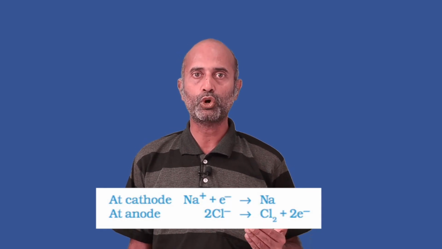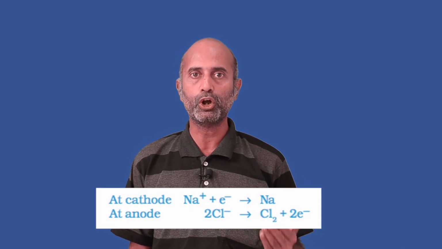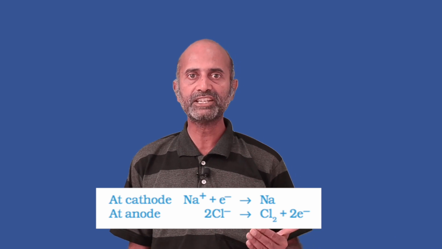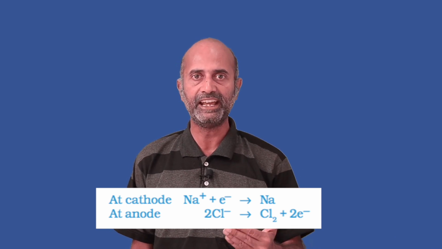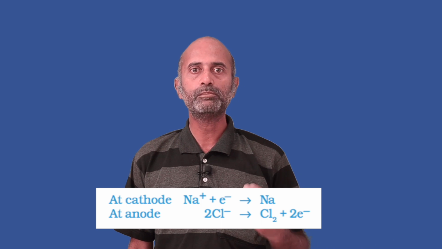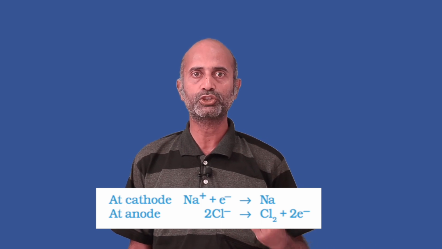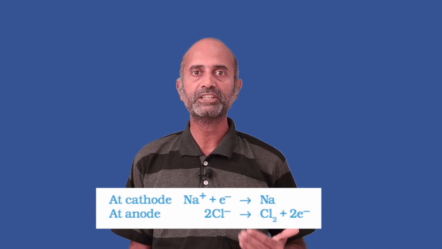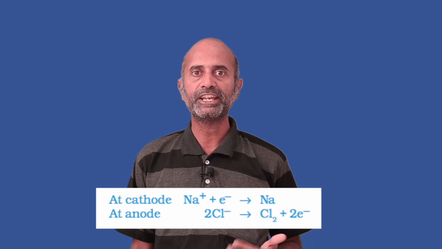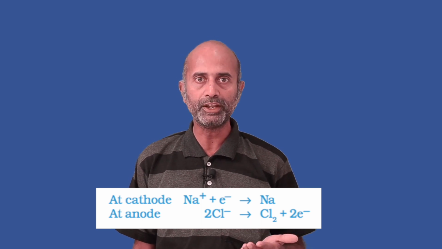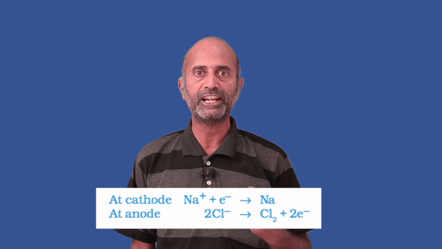For example, sodium. The reactions are as follows. At cathode, Na+ plus e- gives Na. At anode, 2Cl- gives Cl2 plus 2e-, where Na+ stands for sodium ion, Cl- stands for chloride ion, and e- stands for electron respectively.